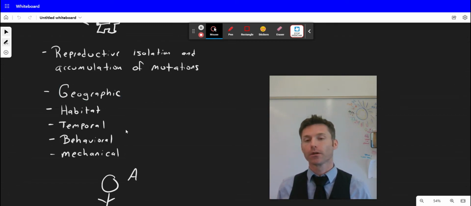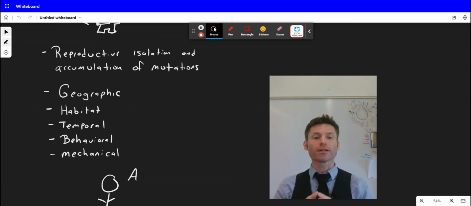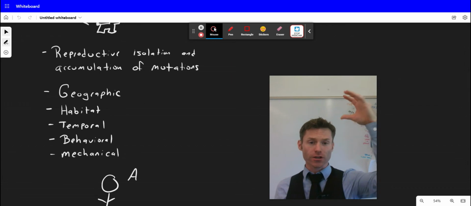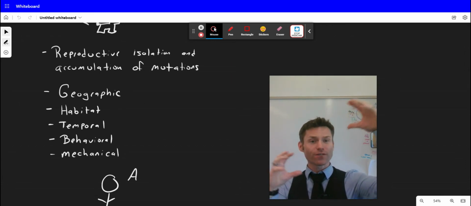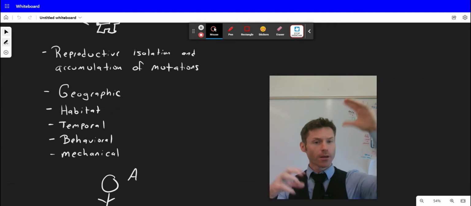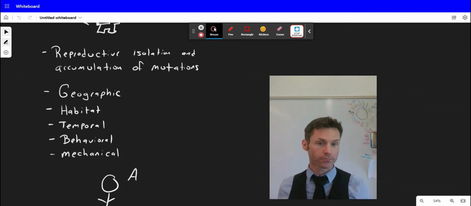Okay. The next is the habitat-driven isolation, and this is similar in idea to geographic, where the two groups are physically separated, okay, but it's not as large of a scale. Okay. And so this could be like one subset lives in the canopy of the trees, and one subset lives on the ground. Right? There's not a physical barrier that's separating them, but the fact that they're living in these two different spots means they'll never mate with one another.